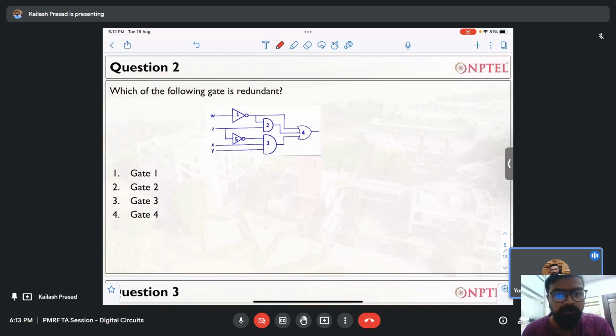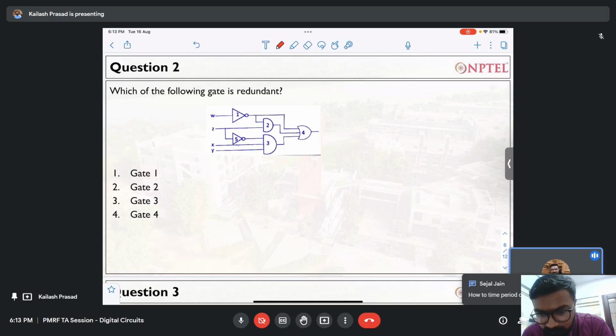Okay. So this is a very interesting question. There are five gates being used in this diagram, right? One, two, three, four, five. And the question is which of these gates is redundant? Redundant means it's of no use. Anybody want to answer this? Please try it out. You have 1 minute.